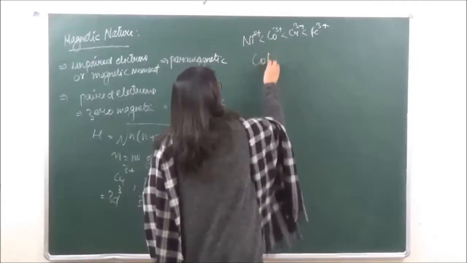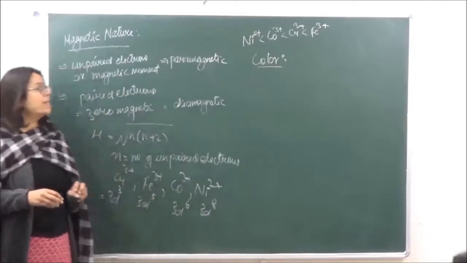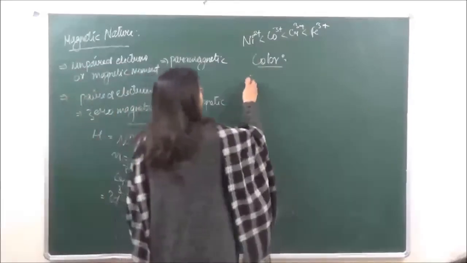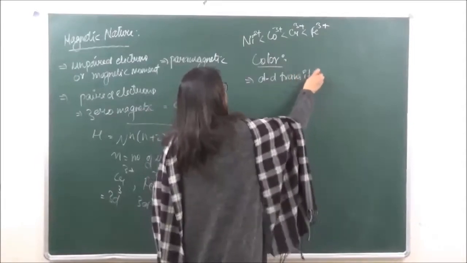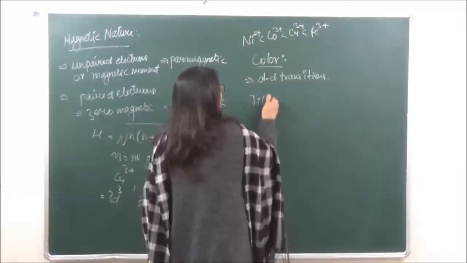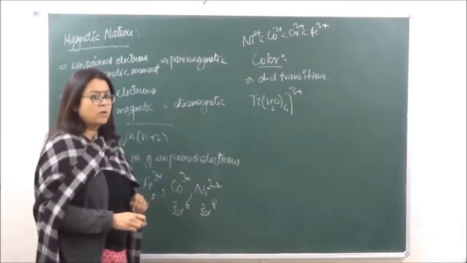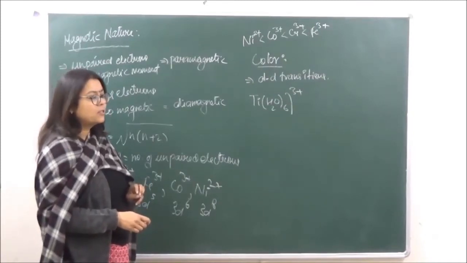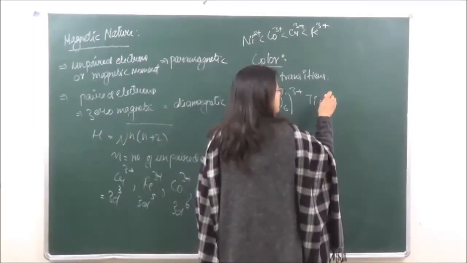The second property which we are going to do here is color. When we talk about the color of coordination compounds, the color is due to d-d transitions. We can explain this by taking the example of [Ti(H2O)6]3+. Now you know that Ti3+ means what? What is the electronic configuration of titanium? What will it be?